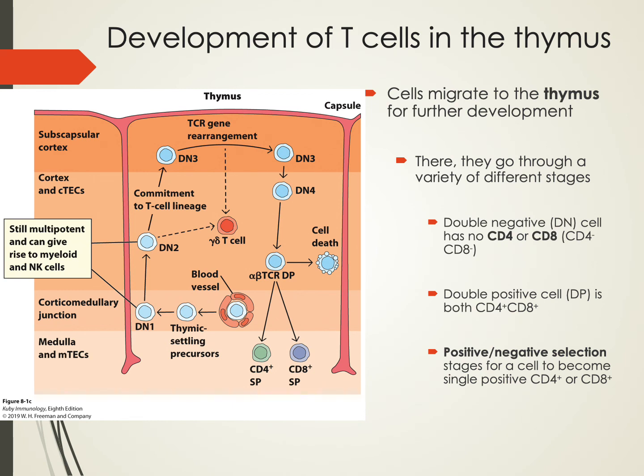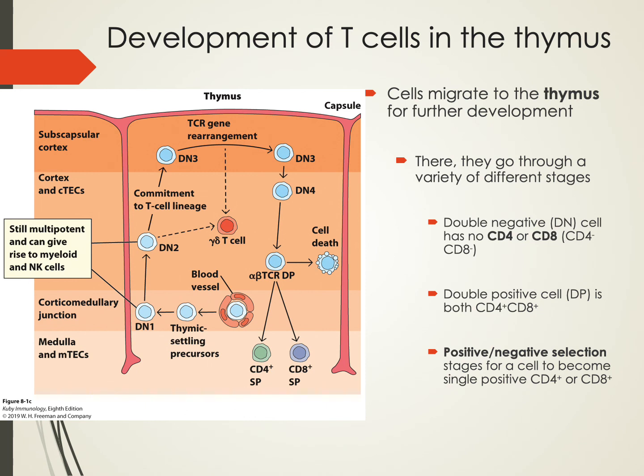Keep in mind that at this early double negative stage, they have the potential to become other cells. So they can even become myeloid cells or natural killer cells. That's really important because we need presenters in the thymus to undergo negative selection, right? And to also potentially do some positive selection, where they are interacting with potential presenters and MHCs later on.